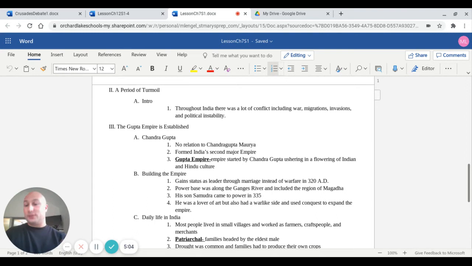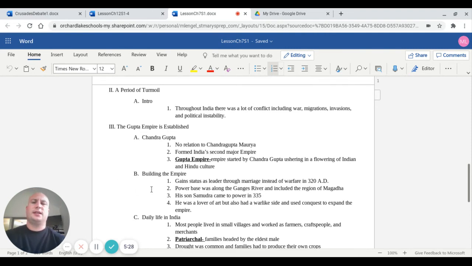No relation to Chandragupta Maurya, but very confusing, yet the same name, two totally different families, okay? He formed India's second major empire, no relation to Chandragupta Maurya, by the way. The Gupta Empire was started by Chandra Gupta, and it ushered in a flowering of Indian and also Hindu culture.